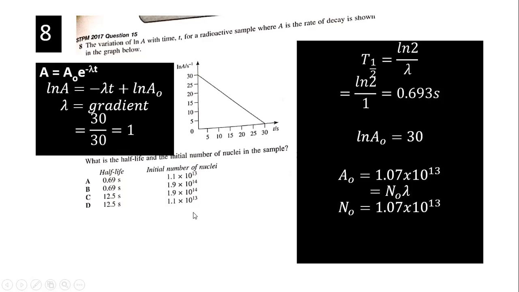That's your lambda, 1. Okay, so this one divided by 1 is just that value. A.